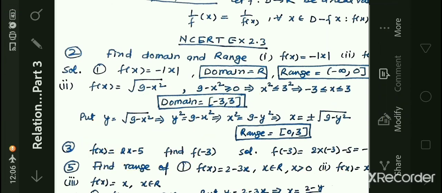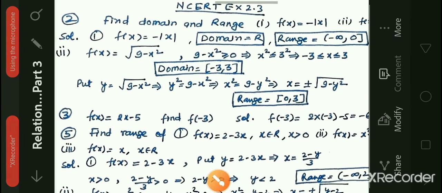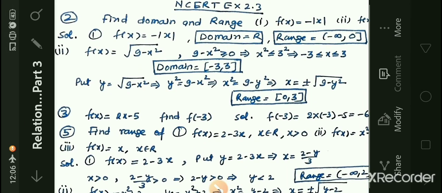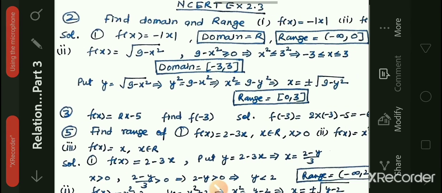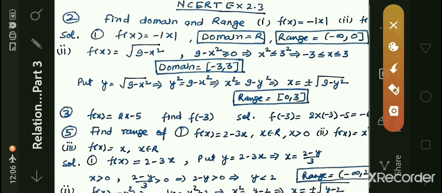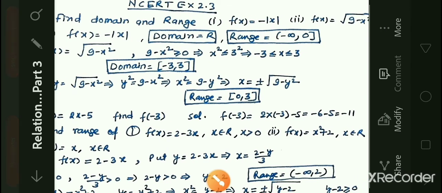I hope it is clear to all of you now. Now take question number 3. f(x) is equal to x minus 5. Now we have to find f of minus 3. In the solution, just put minus 3 in place of x, and after solving you will get minus 11.